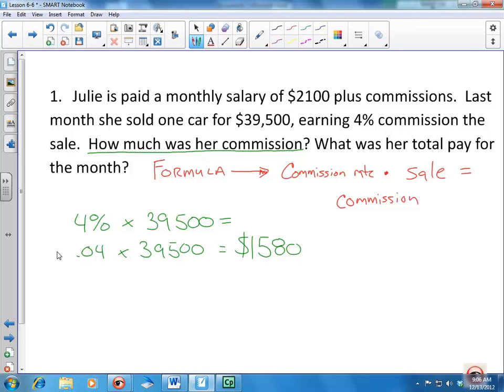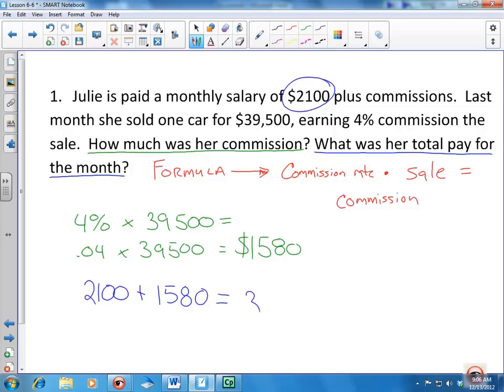Now, the question also asks us, what was her total pay for the month? Well, now we have to take her salary, which was this $2,100 up here, and we're going to have to add our commission to that. So we're going to have $2,100 plus my $1,580. Well, when we do that, we end up with $3,680. And that's how much she would get paid for the month.